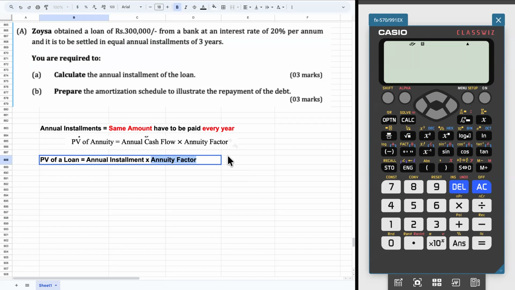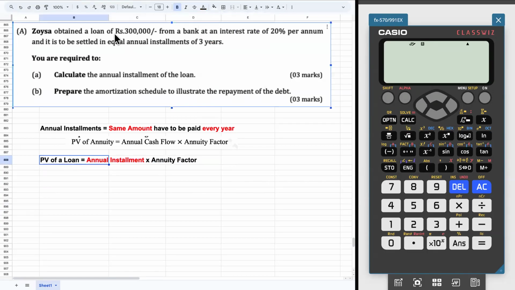Otherwise, we have the formula to calculate the cumulative annuity factor, right? So now we know the present value of a loan. Normally the question will ask for the annual installment, not the present value of a loan, because we know how much we are going to get right now as a loan. In this case, it is 300,000.